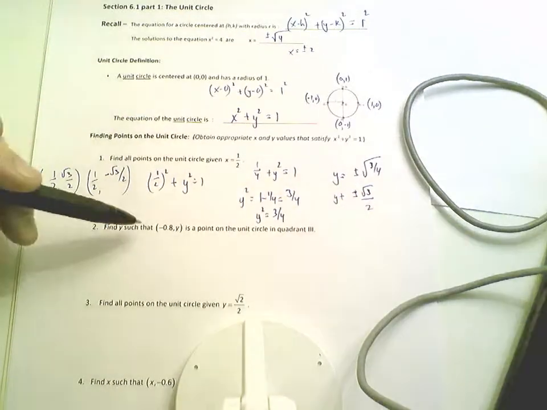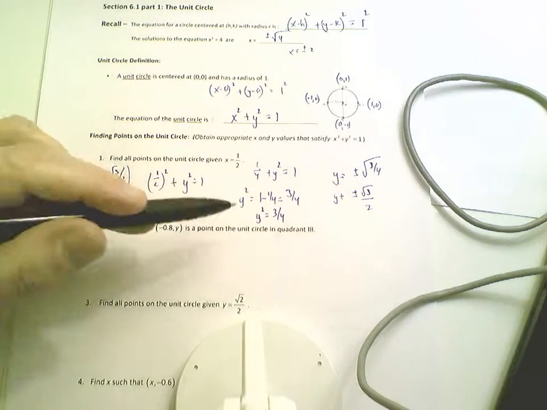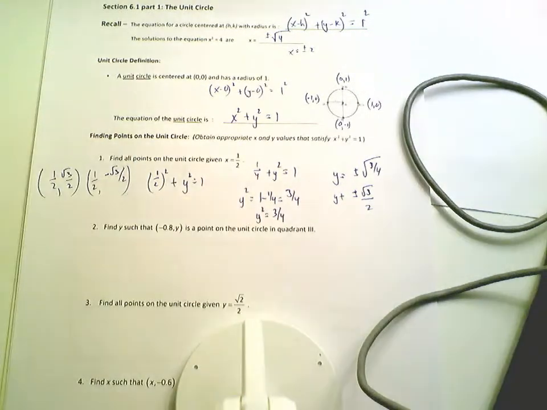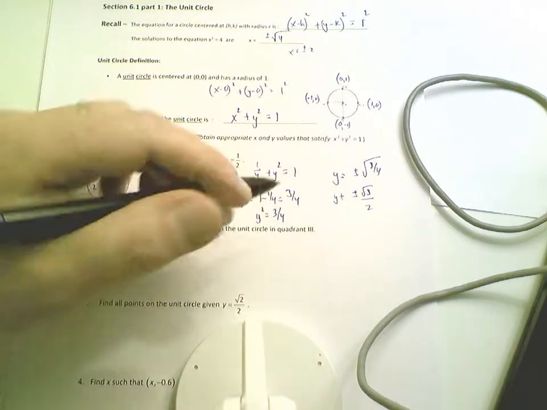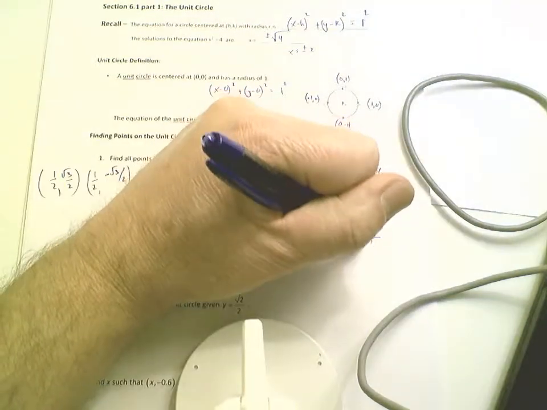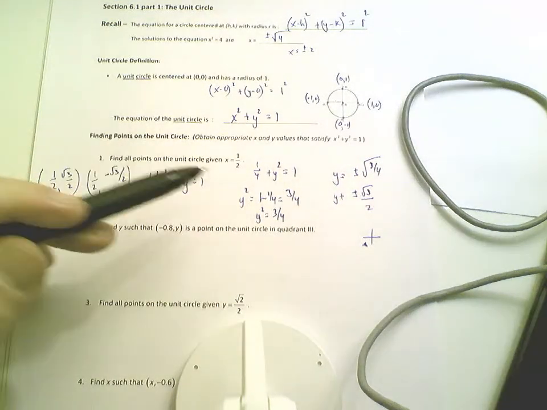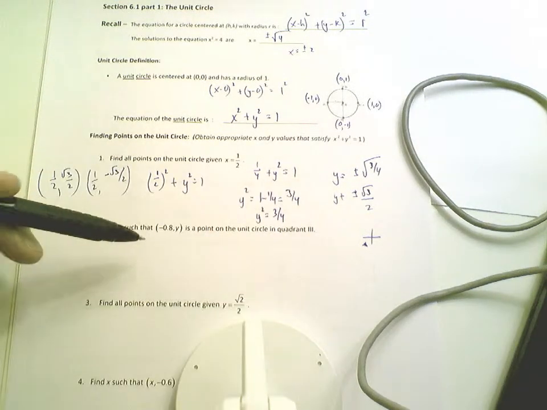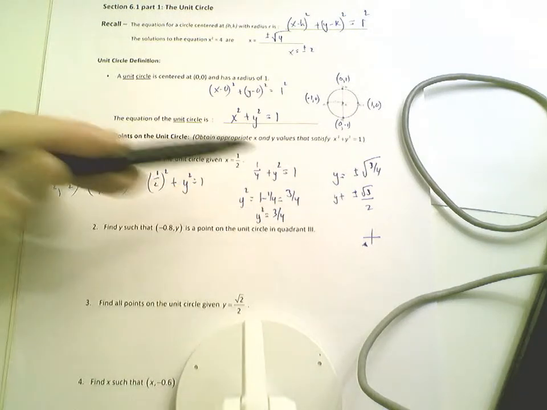Find y such that the point negative 0.8, y is a point on the unit circle, by the way, in quadrant 3. Oh, okay. Well, quadrant 3 requires what? Well, let's look over here. Quadrant 3 would be located down here. That's going to require my y coordinate to be negative. They're telling me I've got to be in quadrant 3, so my x coordinate better be negative as well.